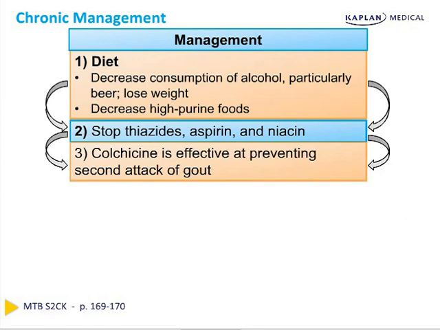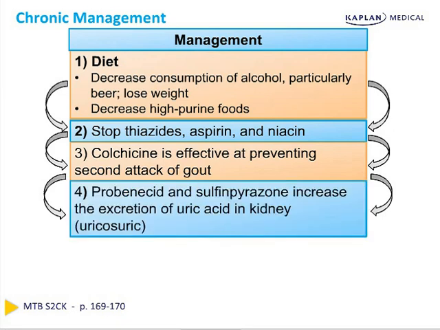Third, we tell them to start colchicine because it's effective at preventing a second attack of gout. It's also effective at preventing the attacks brought on by the sudden fluctuations in uric acid due to starting probenecid or allopurinol. Fourth, we tell the patients that probenecid and sulfapyrazine increase the excretion of uric acid in kidneys. This is what we call a uricosuric.